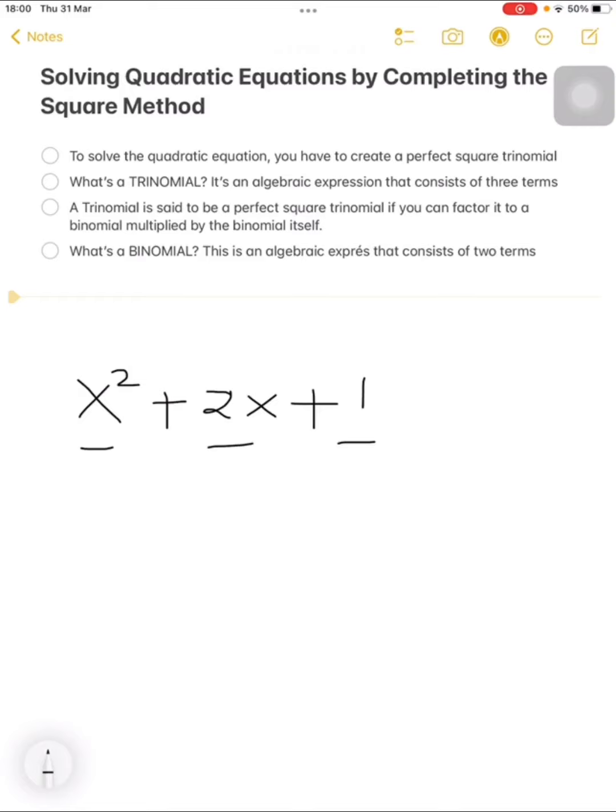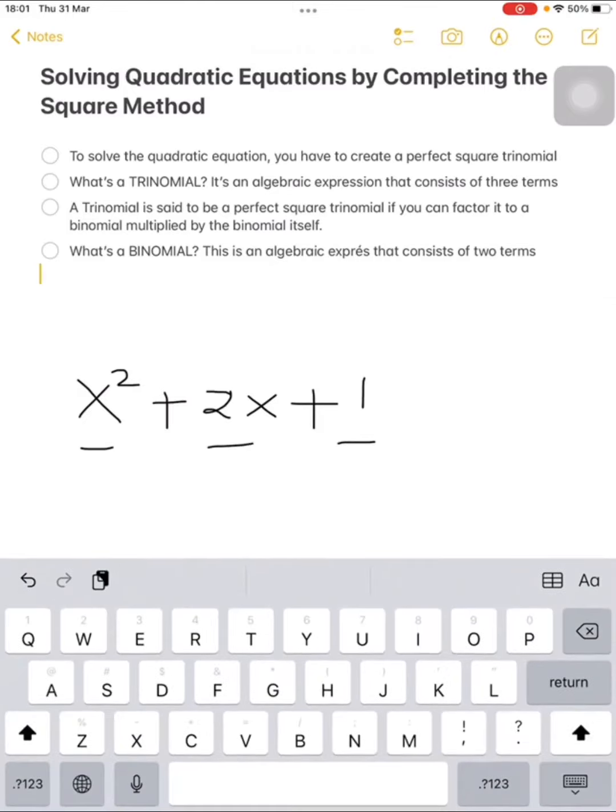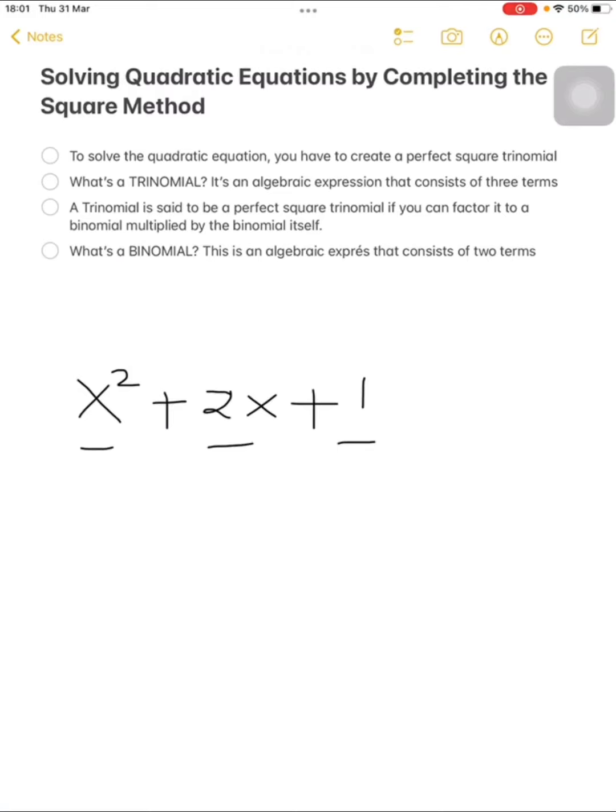And we would say that a trinomial is said to be a perfect square trinomial if you can factor it into a binomial multiplied by the binomial itself. And what is a binomial? A binomial is an algebraic expression that consists of two terms. So a binomial has two terms and a trinomial has three terms. Just from the word, bi means two, while tri means three. So you have one which is two terms, and then you multiply it by itself. And a trinomial is three terms.